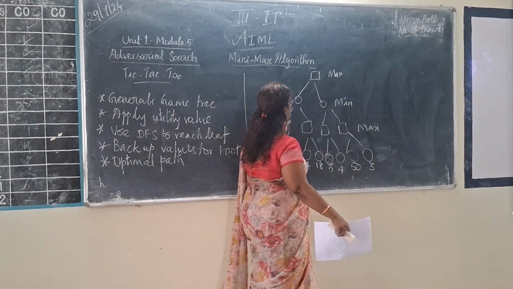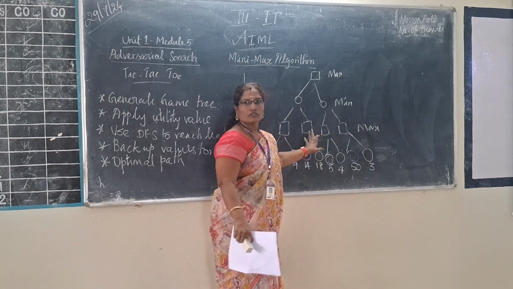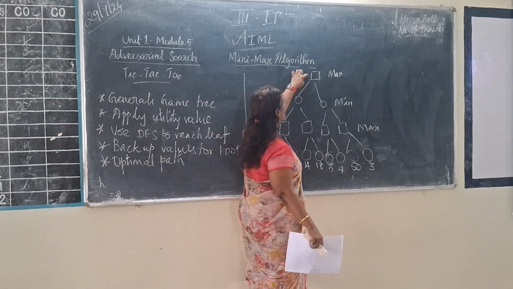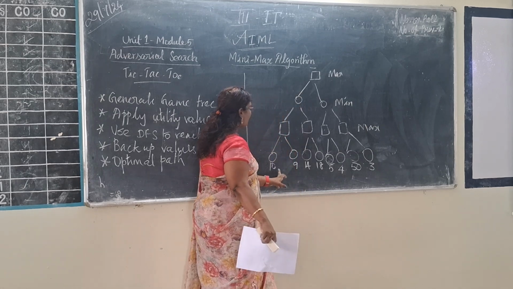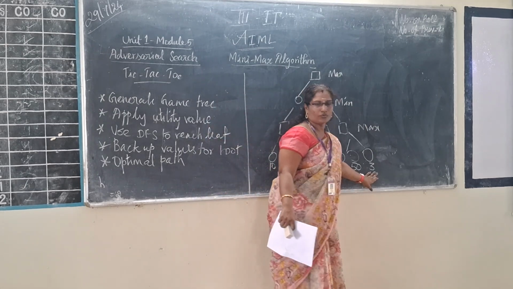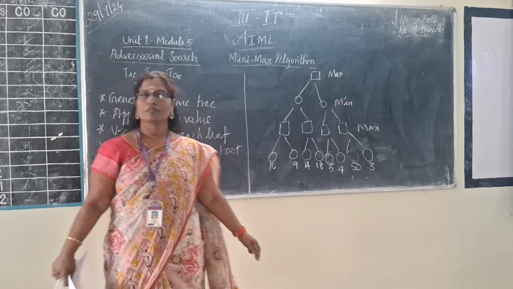Information provided here. You have 3 levels. Okay, so max, min, max, and here is your leaf node. The leaf node is given a utility value. Now, what are all the things we need to do?